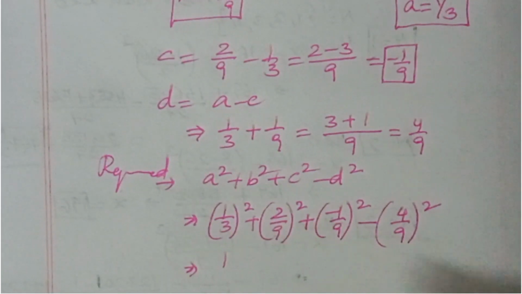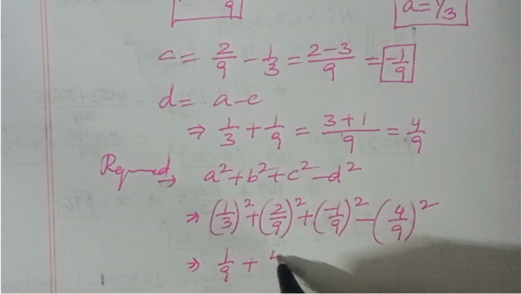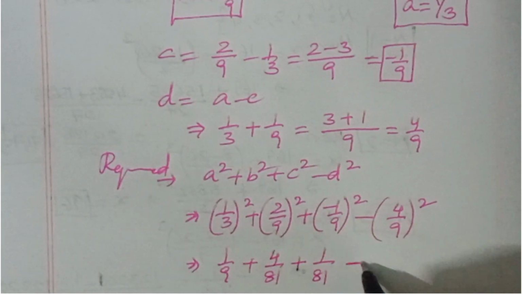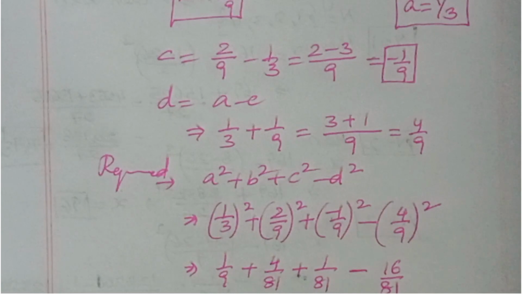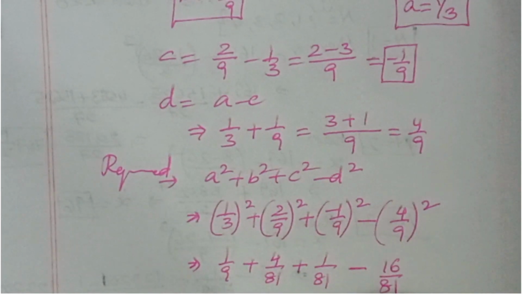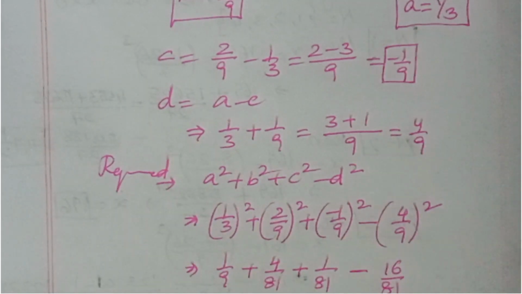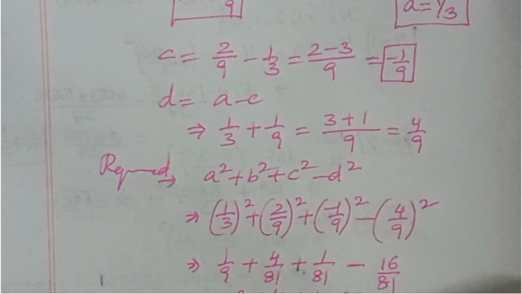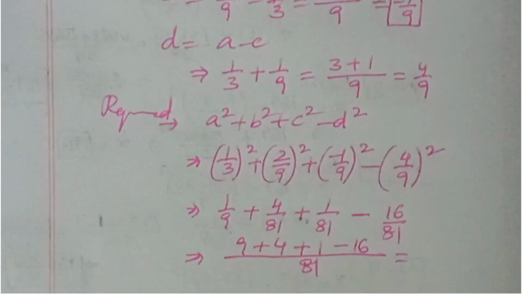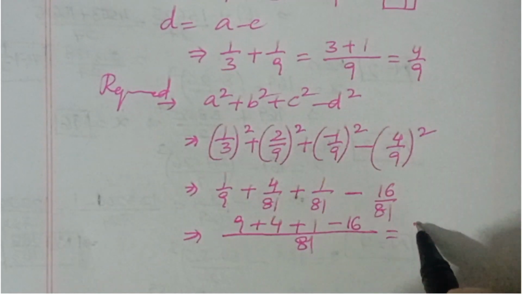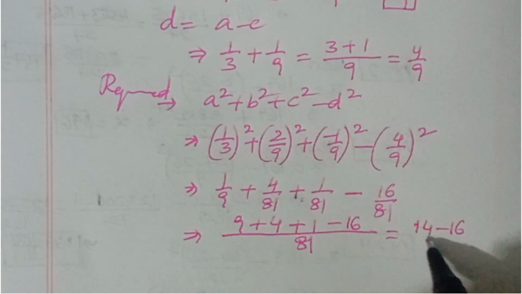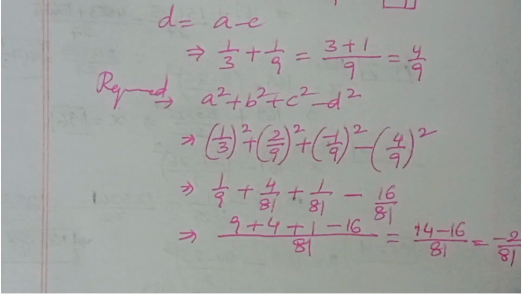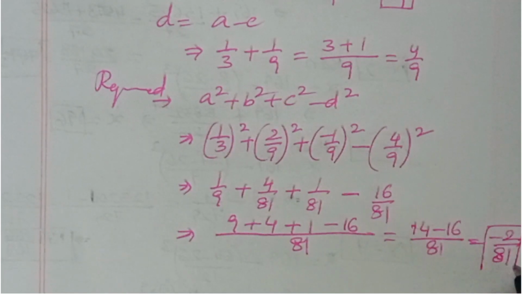So here 1 by 9 plus 4 by 81 plus 1 by 81 minus 16 by 81. So here if you take LCM 81, so here 9 plus 4 plus 1 minus 16. So here what will we get? 14 minus 16 by 81, that is nothing but minus 2 by 81. Minus 2 by 81 is the answer.